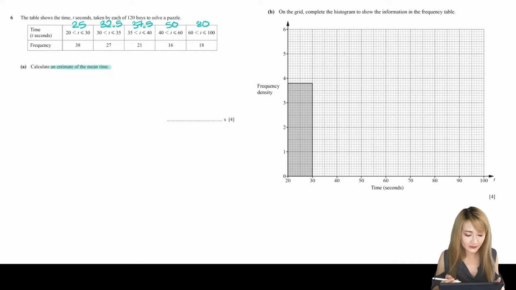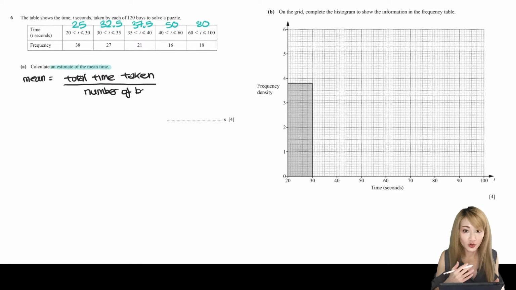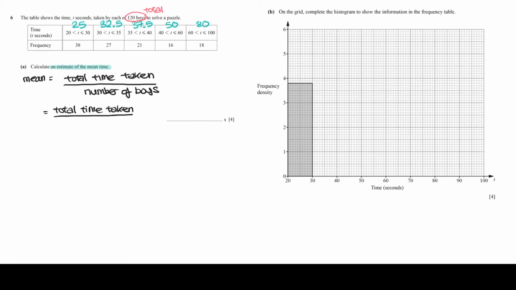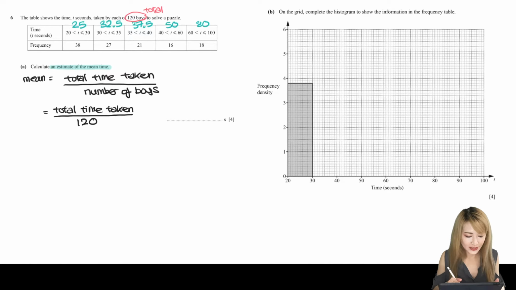So when we find the mean, we do the total time taken of the 120 boys divided by the number of boys, which is 120. To work out the total time taken, we need to multiply the frequency with the midpoint of each group.